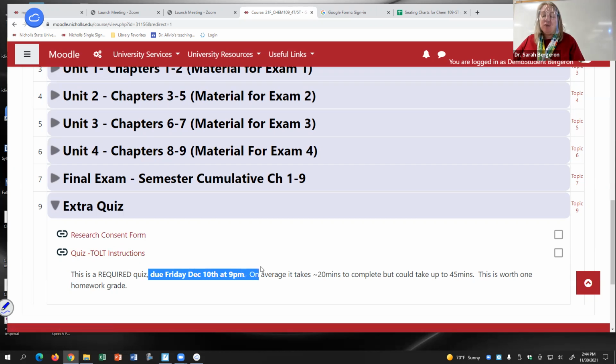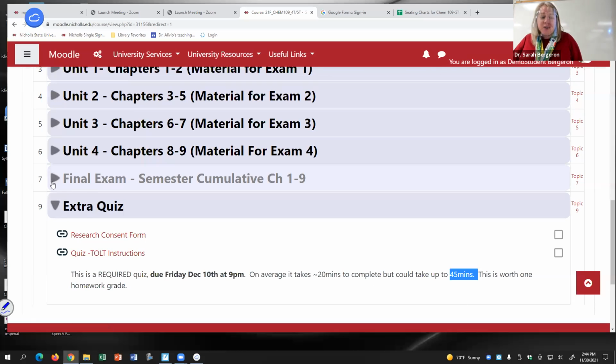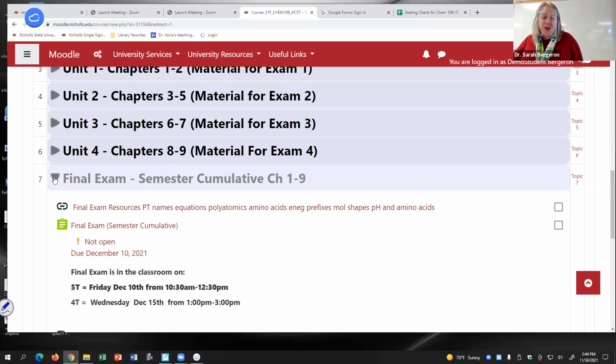And it is due on Friday, December 10th at 9 p.m. Shouldn't take you too long. The average is about 20 minutes, but some people take longer. So make sure you have a good 45 minutes just in case. If you have any questions about that, let me know. But the quiz is required. The consent form is if you are willing to participate, which I would really, really appreciate.